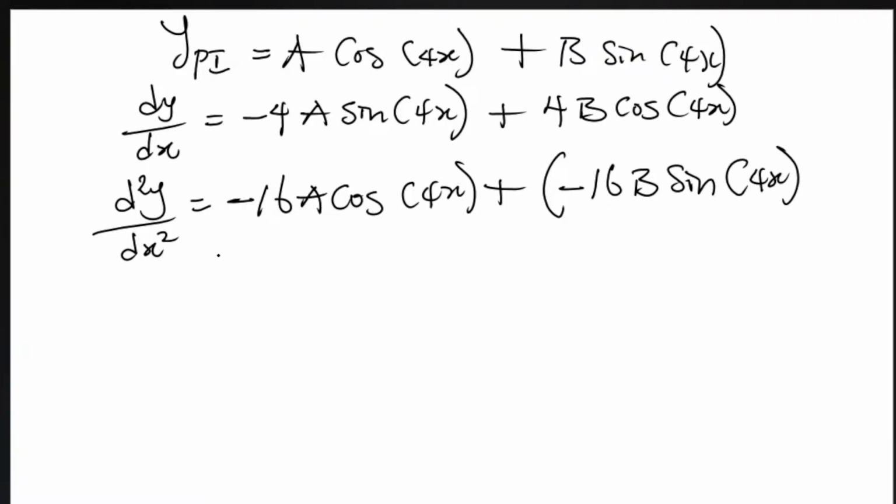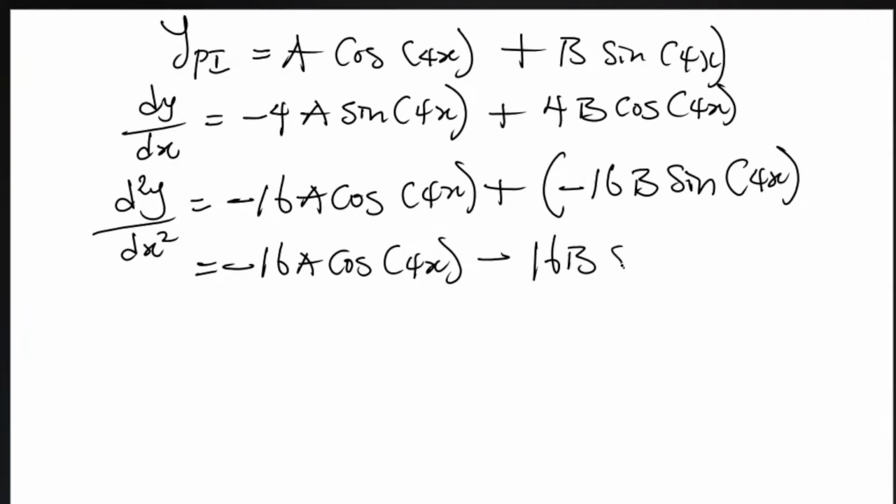So if we simplify this further, we'll simply have this to be minus 16a cos 4x, minus, you cancel out because minus times plus is minus. So you have minus 16b sine 4x. So you can see that you've gotten a balanced equation as our given differential equation.